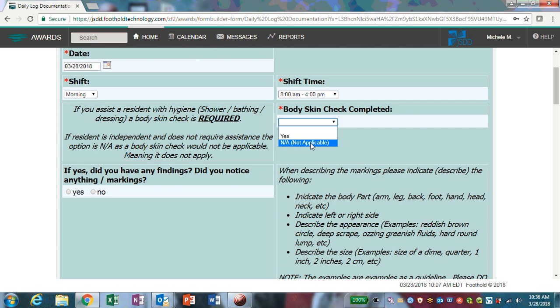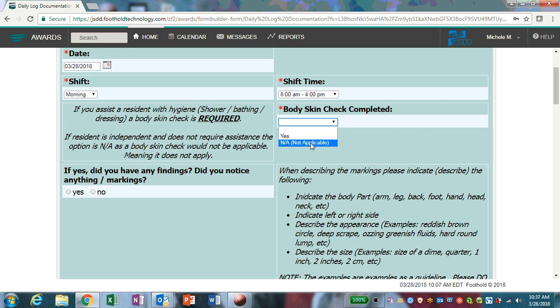The other reason it would be not applicable is if during your shift you did not assist the resident with hygiene. If you did not assist them with hygiene, then you are unable to complete a body skin check. In opposite of this, if there is a resident that is independent and does not need a body skin check, but you did one because you noticed a marking, maybe on the shoulder, maybe on the neck, and it made you inquire more and ask the resident if you have permission to check them to make sure there are no other markings. They gave you permission, and therefore you completed a body skin check.